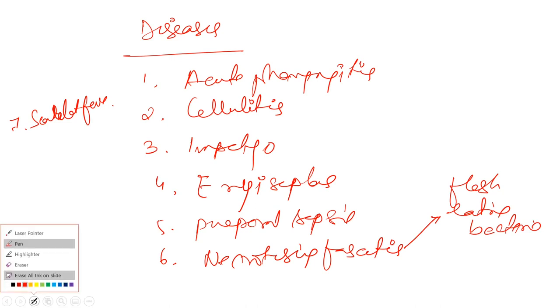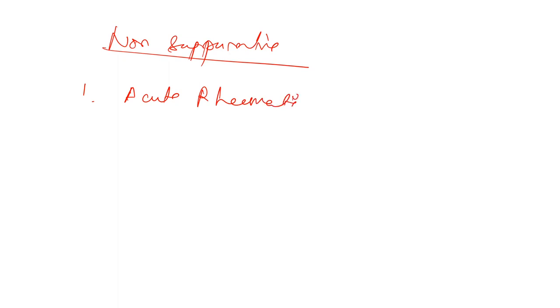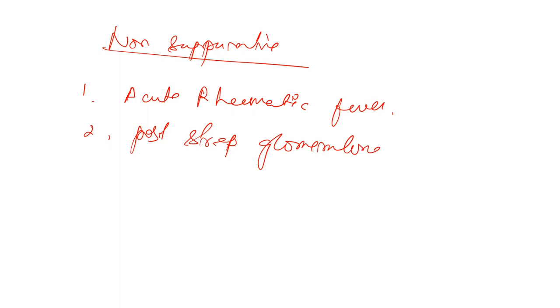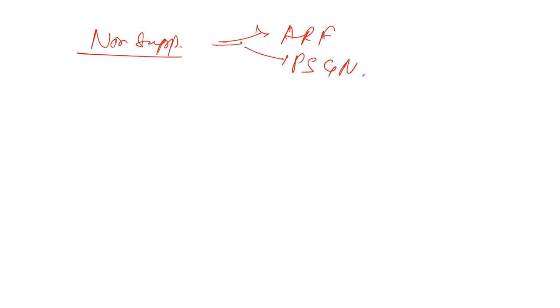Okay. These are suppurative and there are non-suppurative also. Non-suppurative means jahan pe pus formation nahi hota hai. Non-suppurative is number one, acute rheumatic fever, and number two is post streptococcal glomerulonephritis, PSGN. Okay, so now we will study a little bit about these two. Non-suppurative, yaad rakhna. This comes as question, acute rheumatic fever and PSGN. What are the non-suppurative infections caused by Streptococcus pyogenes.